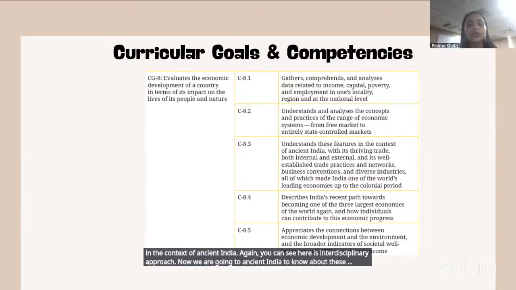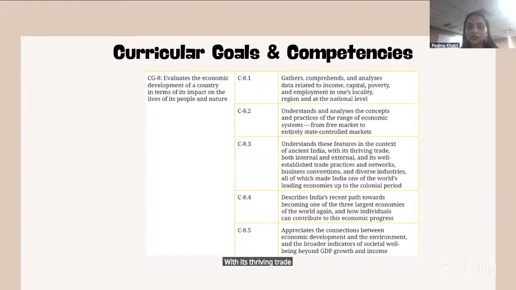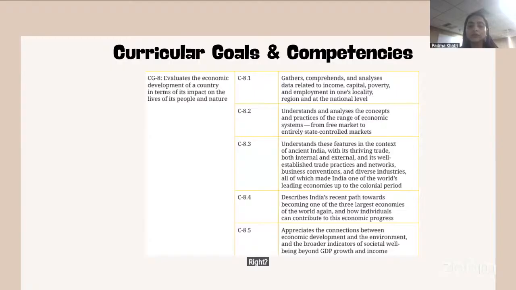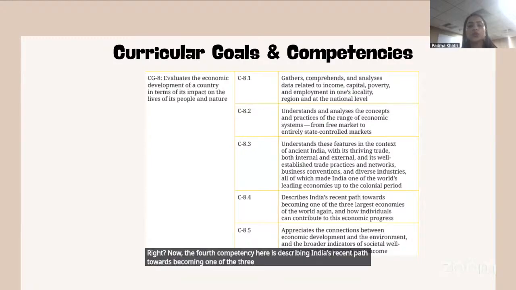We are referring to the history with its thriving trade, both internal and external, and its well-established trade practices and networks, business conventions, diverse industries, all of which made India one of the world's leading economies up to the colonial period, right? Now, the fourth competency here is describing India's recent path towards becoming one of the three largest economies of the world again, and how individuals can contribute to this economic progress.